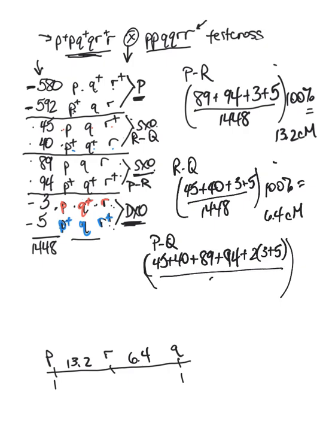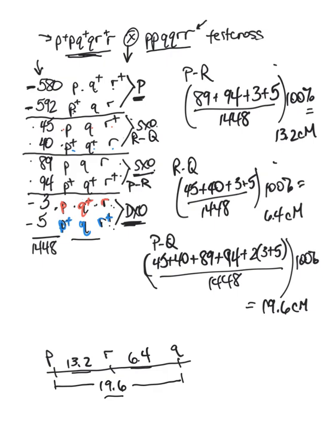Divide this by my total and multiply by 100 to represent as a percent. And that comes out to be 19.6 centimorgans. So 19.6 is my distance there from P to Q, and you can see that 19.6 equals the sum of 13.2 plus 6.4. So my map is additive. I did all my math correctly.